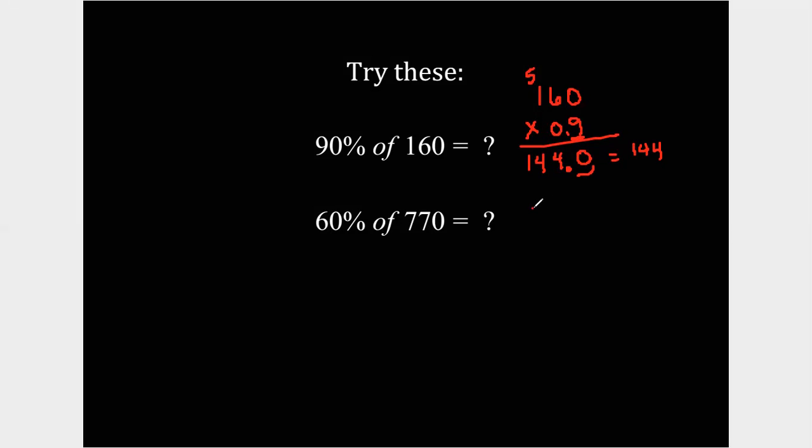And the second one, you do it the same way. 770 times 0.6. 6 times 0. 6 times 7 is 42. 6 times 7 again is 42, plus 4 is 46. Move the decimal place, and you've got 462.